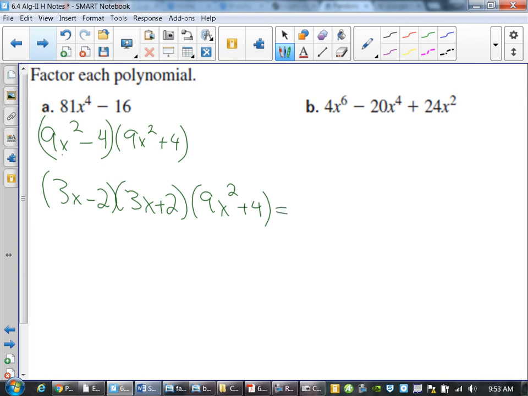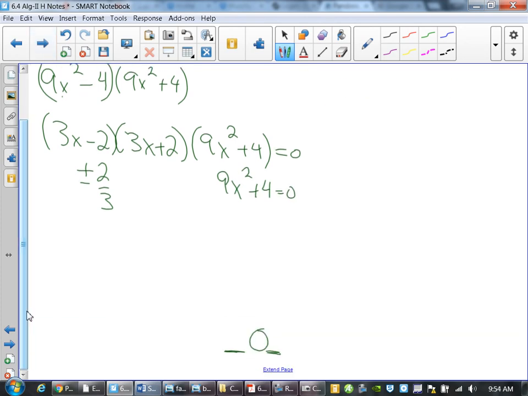For example, if I set that equal to 0, the first two are easy to find. Add 2, divide by 3. Subtract 2, divide by 3. So it's basically plus minus 2/3. On the other one, it's a little bit more difficult. If you set that equal to 0, and you want to solve for your zeros there, what do you do first? Subtract 4, then divide by 9. Then you have to square root it.